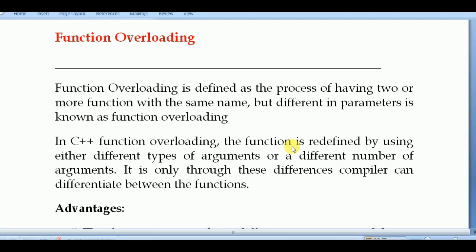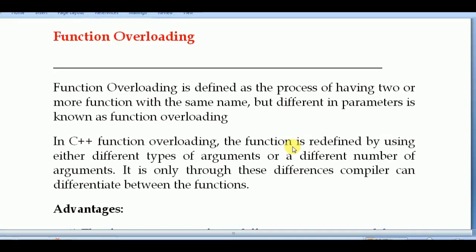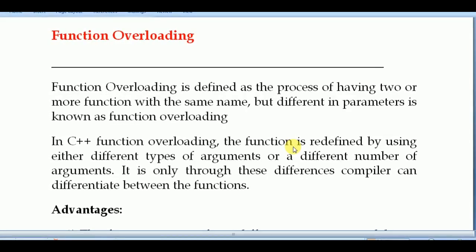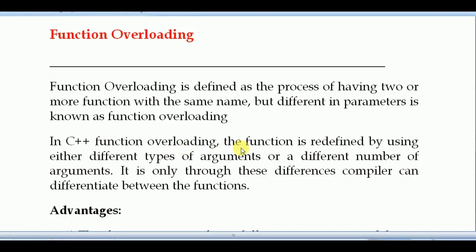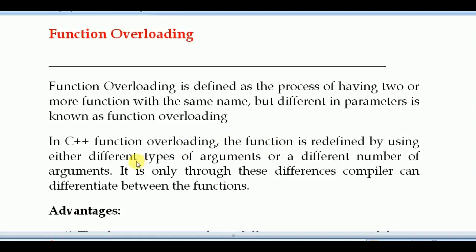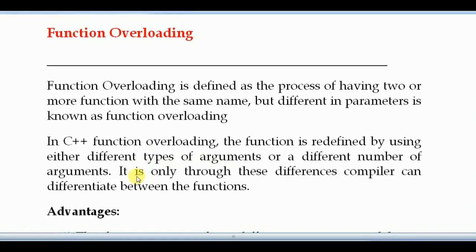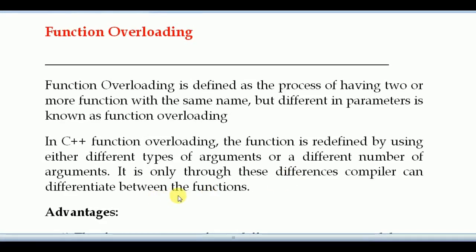Function overloading is defined as the process of having two or more functions with the same name but different in parameters. In C++, function overloading, the function is redefined by using either different types of arguments or a different number of arguments. It is only through these that compilers can differentiate between the functions.